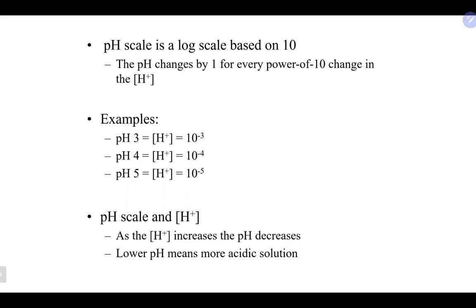And that is because, again, as we talked about earlier, the H plus concentration and OH minus concentration run opposite of each other. So as one goes up, the other goes down. So if you have less H plus, you have more OH minus in the solution, which means it's going to be basic, and obviously vice versa as well.